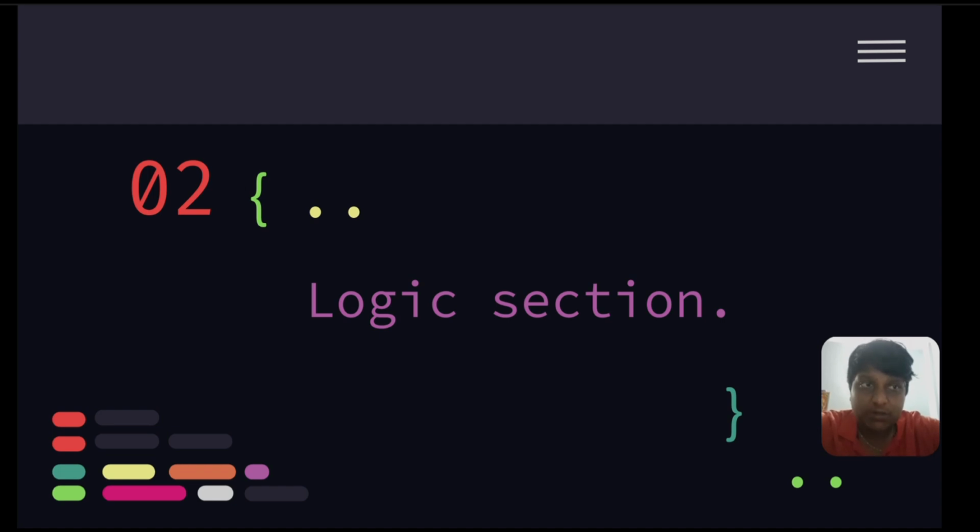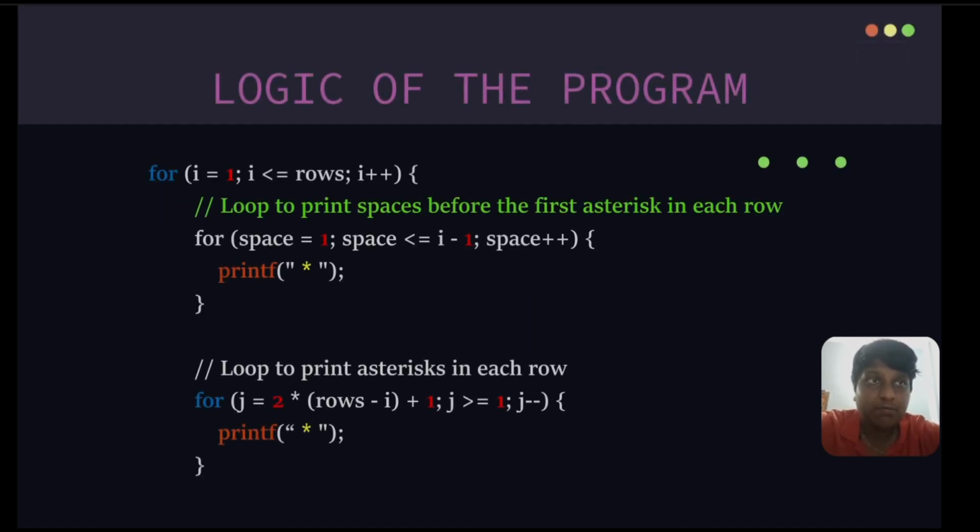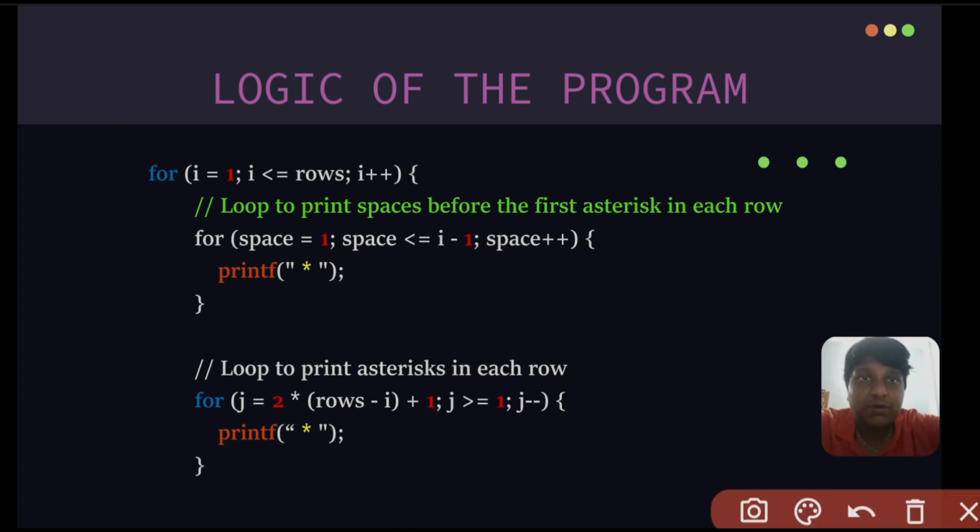The second part is the logic section. Here's the logic for the program. We have used the concept of nested loops over here. This for (i = 1; i <= rows; i++) is known as the outer loop. The outer loop controls the number of rows in the inverted full pyramid.